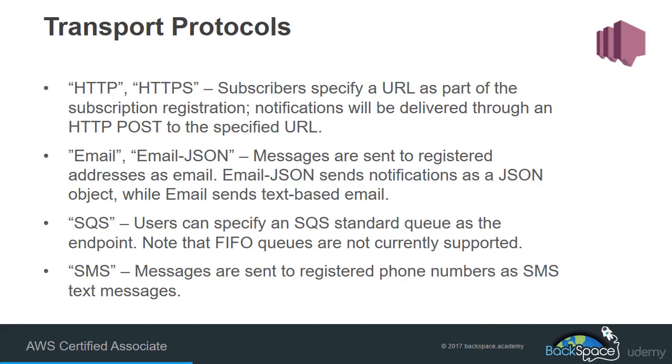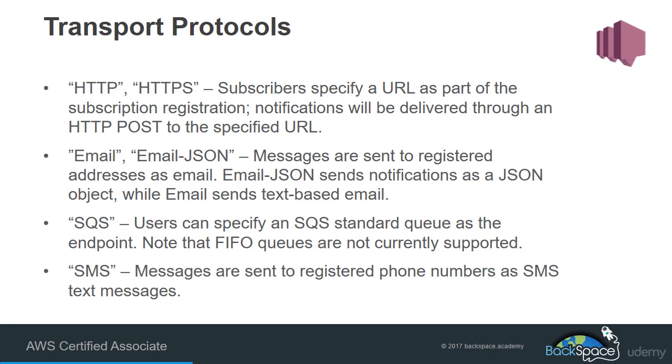The transport protocols available for Amazon SNS messages are HTTP or HTTPS. So subscribers can specify a URL as part of their subscription registration, and then those notifications from SNS that they have subscribed to will be delivered via an HTTP post call to the specified URL.